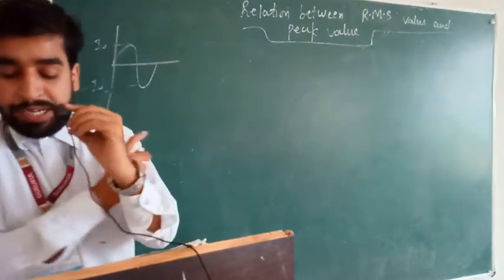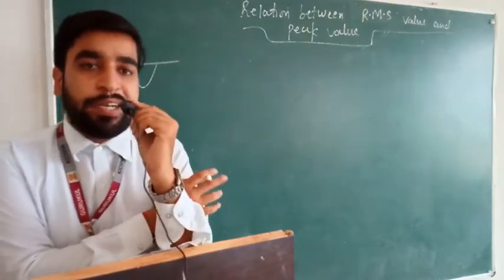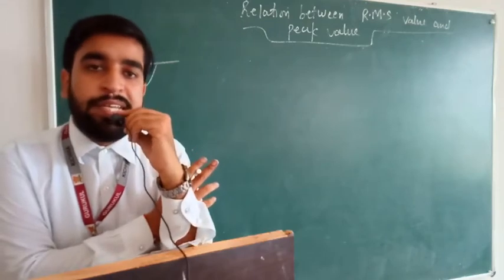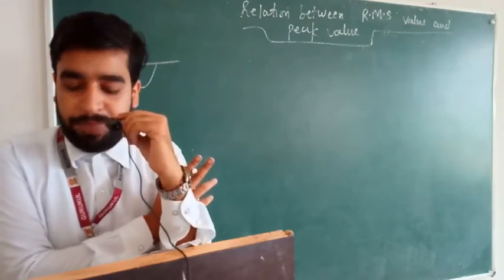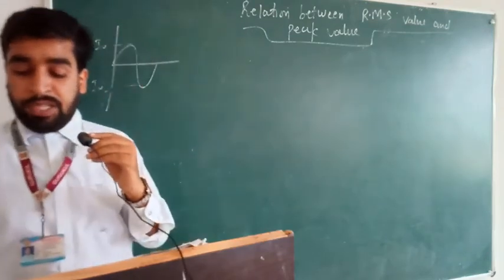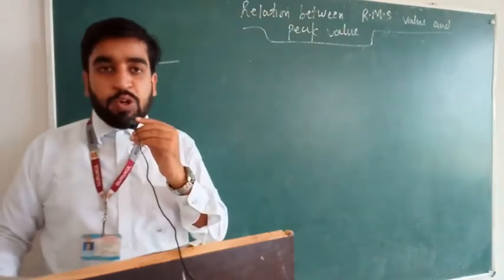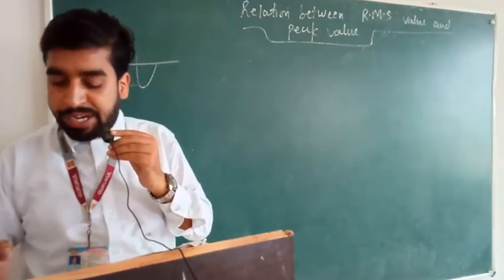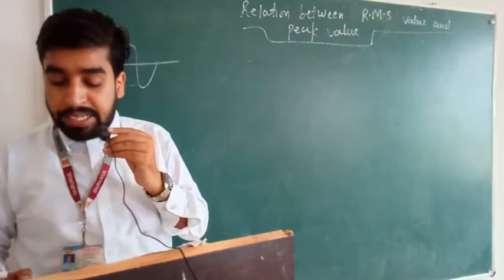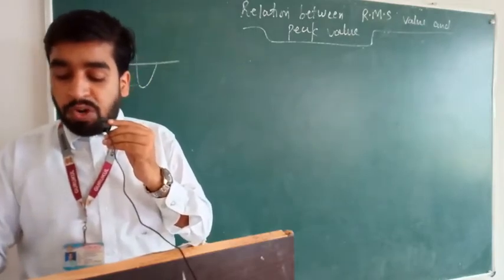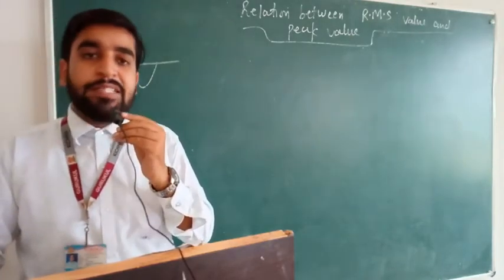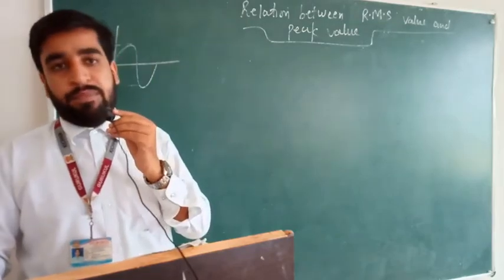Now we will calculate the virtual value, or effective value, also known as the RMS value of AC. So what is it? It is the value of direct current which produces the same heating effect in a given circuit as is produced by the given alternating current when passed for the same time.